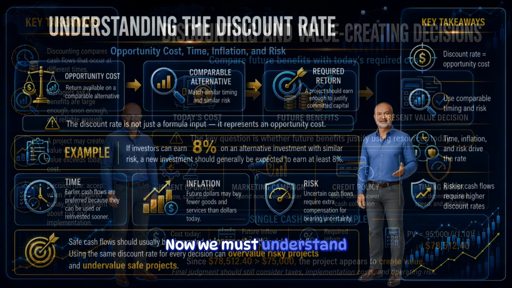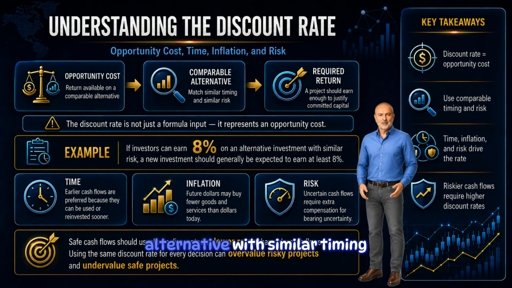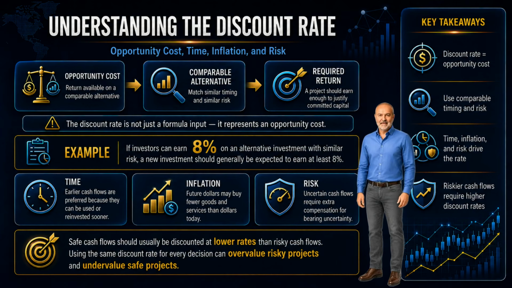Now we must understand the discount rate more deeply. The discount rate is not just a number we insert into a formula. It represents an opportunity cost. Opportunity cost means the return that could be earned on a comparable alternative, with similar timing and risk. If money is invested in one project, it cannot be invested in another project at the same time. For example, if investors can earn 8% on an alternative investment with similar risk, then a new investment should generally be expected to earn at least 8% to justify committing capital.